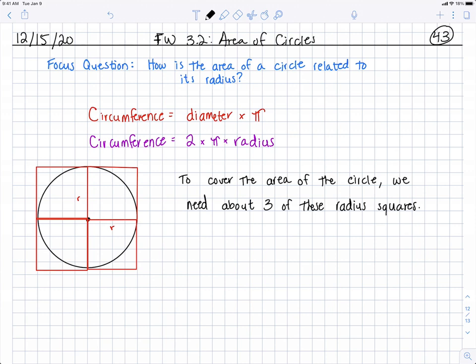I hope you can make a connection here that it's not exactly 3, but there is a special number that is around 3 that will help us here. Think about it for a second.